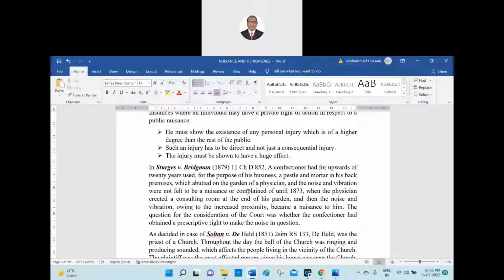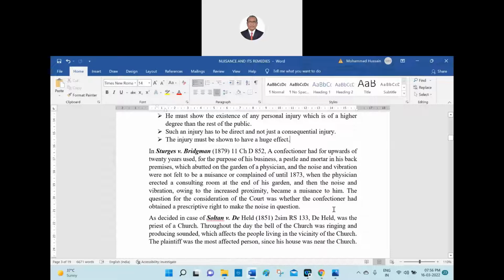So what I want to say is, until they erected the consultancy room, it was not a nuisance. But when they constructed the consultancy room and started practicing, from that date onwards it's a nuisance. So the question for the consideration of the court was whether the confectioner had obtained the prescriptive right to make the noise. That fellow has been enjoying it for more than 20 years. That means the law of prescription will work. Am I right? Yes.